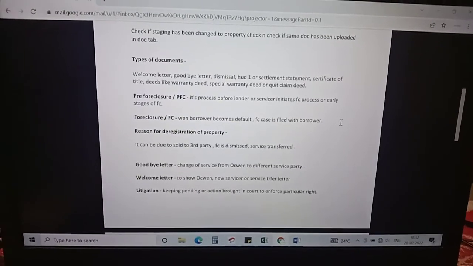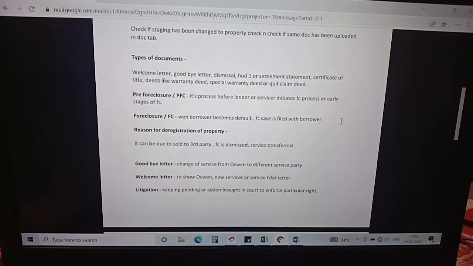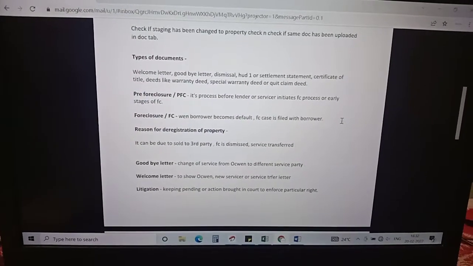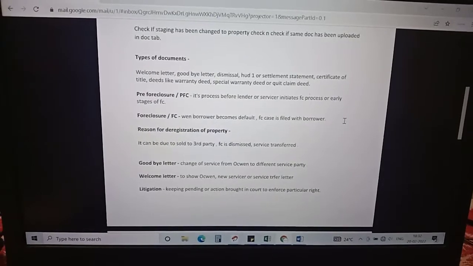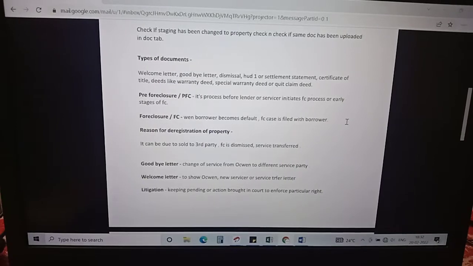Previously we discussed foreclosure. We have one more process called pre-foreclosure. It is the process before the lender or servicer initiates the foreclosure process, or the early stages of it, and it comes under the early stages of foreclosure.